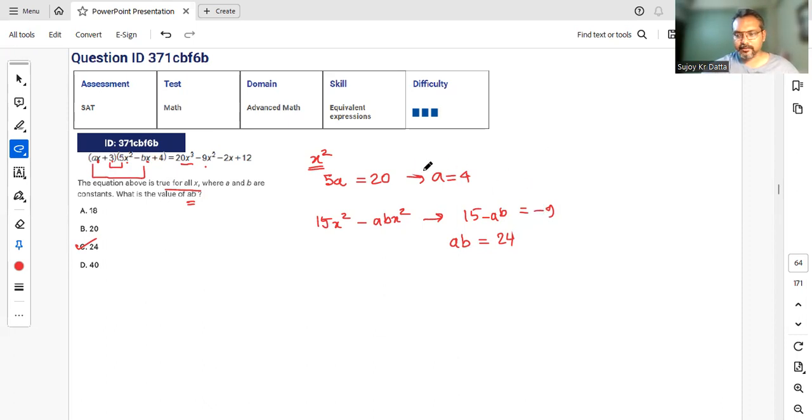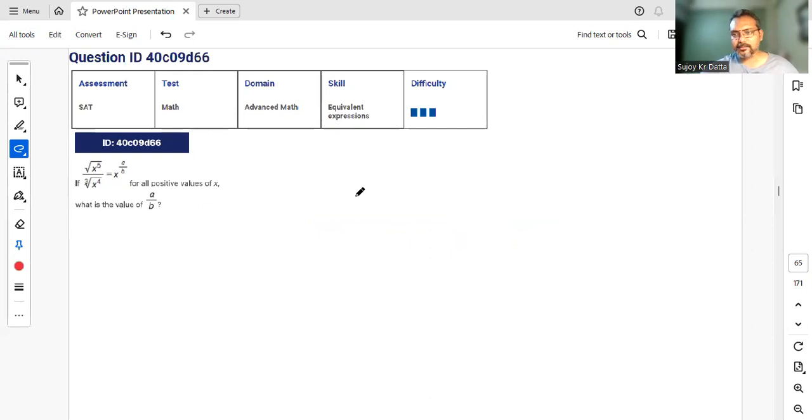All right, let's go to the next one. It's on exponents. It's the square root of x to the power 5, divided by x to the power 4 over 3. I'm just simplifying the left-hand side. It is going to be x to the power 5 over 2 minus 4 over 3. So 5 by 2 minus 4 by 3 is 15 minus 8 over 6, so that's x raised to the power 7 by 6.